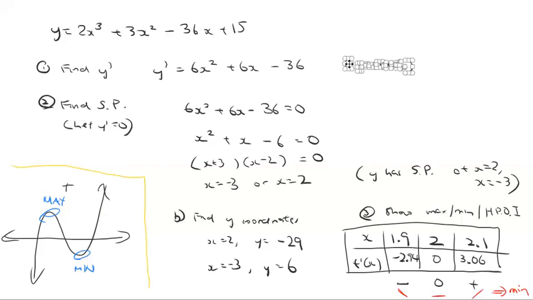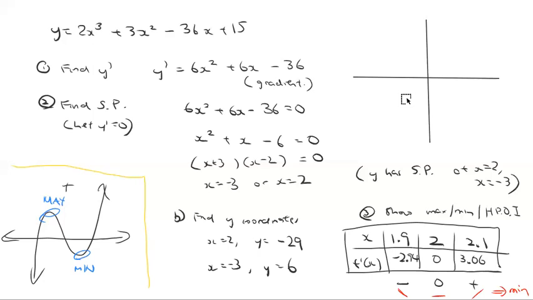So that means we might not know what the x-intercepts are, but we do know at this point that we've got a cubic, and it's going to look something along the lines of this. We don't know what the x-intercepts are, but we do know that this would be 2, negative 29. We do know that would be 15. We do know that will be negative 3 and 6. Does that make sense?